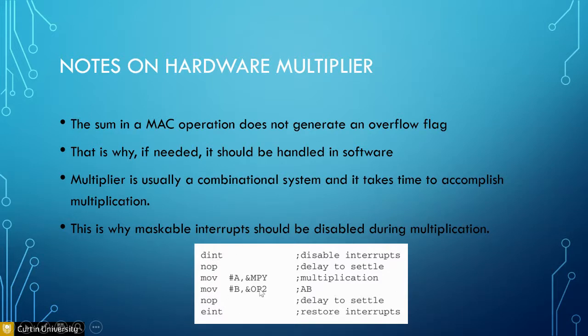Look into this. Okay, common procedure. You disable interrupt because you do not want any of the pins to disrupt this. So you disable, you put in a small delay, you put the value A and the value B into this operand, and then you delay again, then you restore the interrupt.